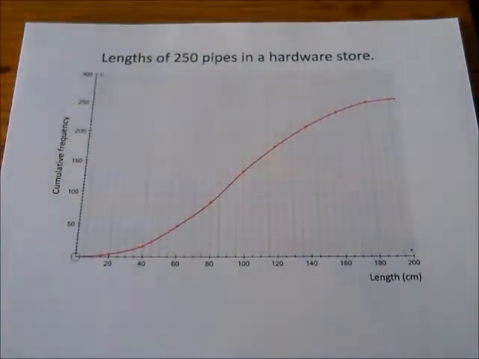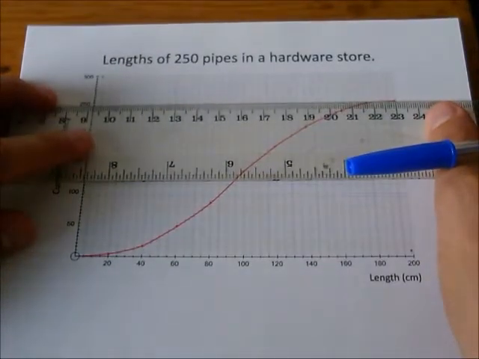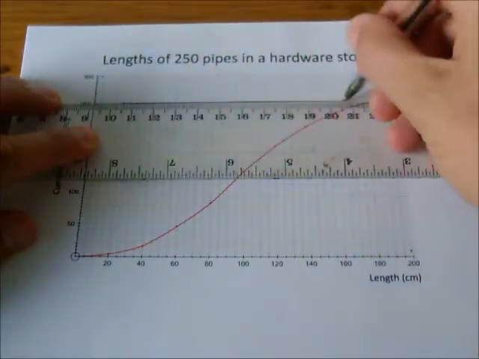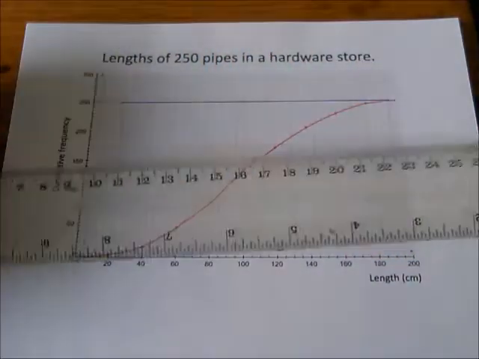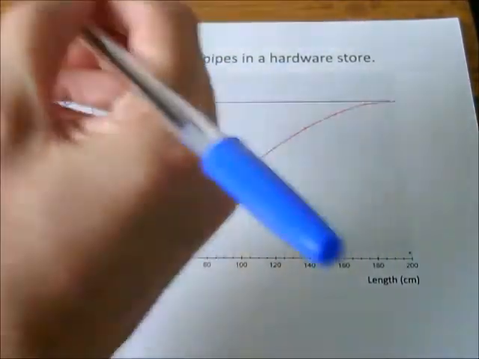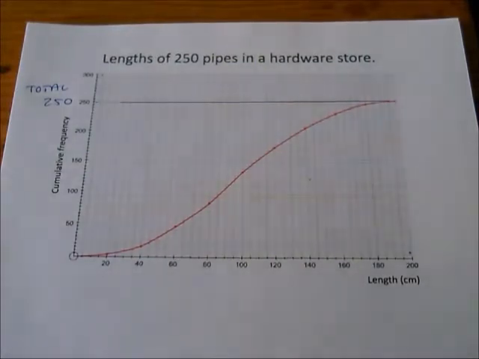I'm given the information that there are 250 pipes, but if you're not sure, the first thing I would recommend that you do with a cumulative frequency graph is read off from the very top value and show that the total number of pipes in this hardware store is 250. Now, in order to draw a box plot, you need 5 pieces of information.